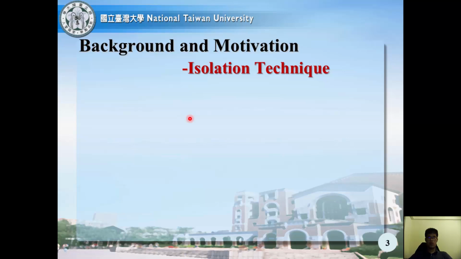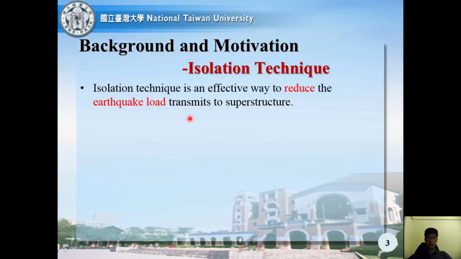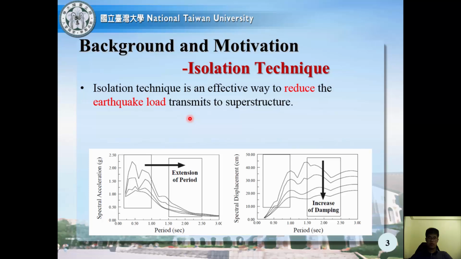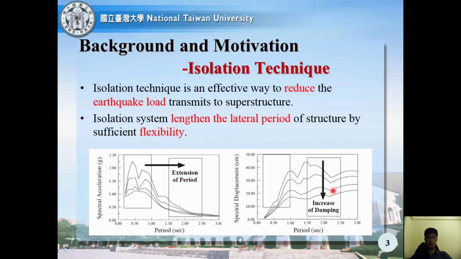So isolation technique is one of the solutions. We already know that the isolation technique is an effective way to reduce the earthquake load transmitted to the superstructure. From the acceleration spectrum, we may know that if we lengthen the structural period, we may lower the acceleration response. But meanwhile, as we extend the structural period, we may also increase the structural displacement. So we need to increase the structural damping to lower the structural displacement. The isolation system lengthens the lateral period by a sufficient flexibility.